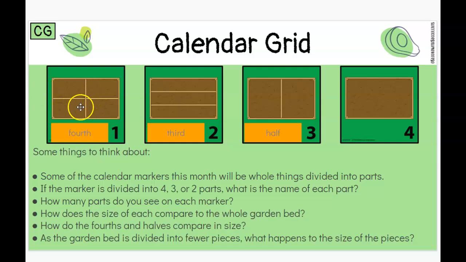On the first calendar marker, our garden bed is split or divided into 4 parts. Each part is 1/4. On our second calendar marker, the garden bed is divided into 3 parts. Each part is 1/3. On our third calendar marker, the garden bed is in 2 parts. Each part is 1/2.